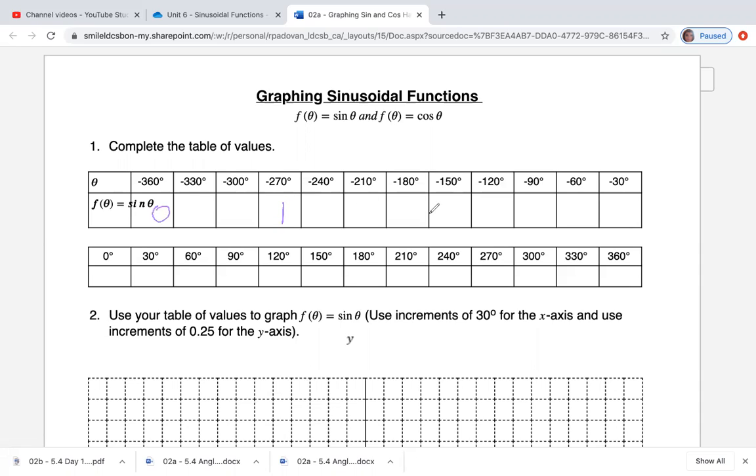So pause the video, do all these. This is just continuous. After the negative 30 here, 0 and 30 degrees would be beside it and continue going. It's just that there's not enough room on the page. So this is just continuous from negative 360 degrees to positive 360 degrees. Okay? So pause it and come back so that you know how to fill out the chart.